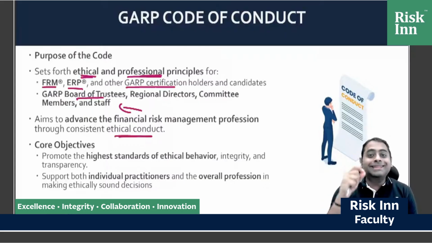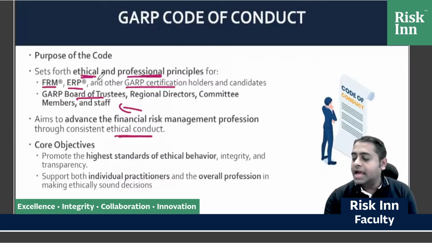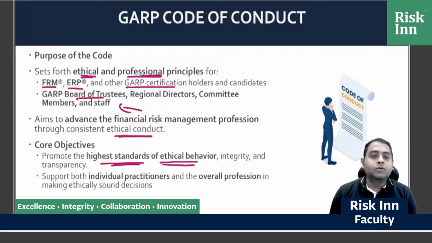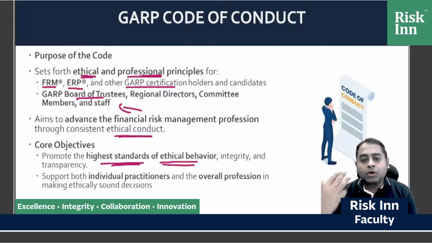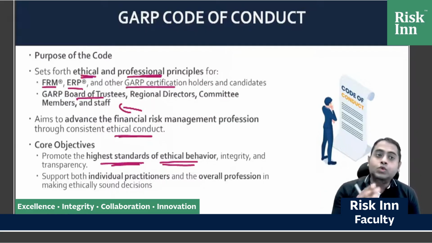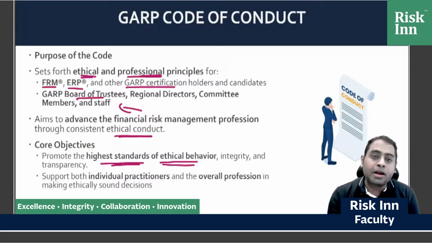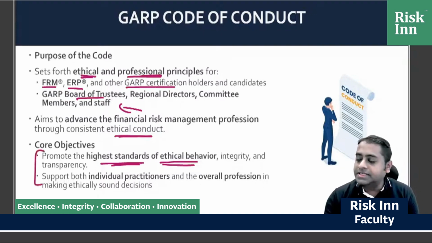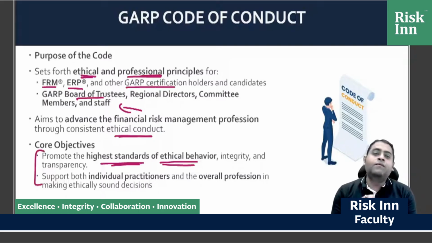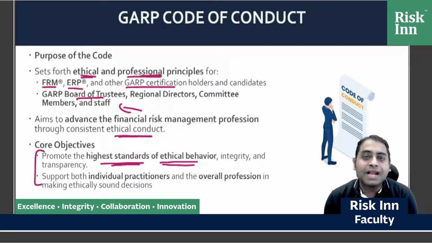What are the main things of this GARP Code of Conduct? Highest standard, the best you can do, in terms of integrity, in terms of reporting, in terms of transparency, all of that. It applies to one person and also the overall community. That means we have to behave ethically in the market. So this is basically a brief overview of what the code of conduct is trying to tell you.